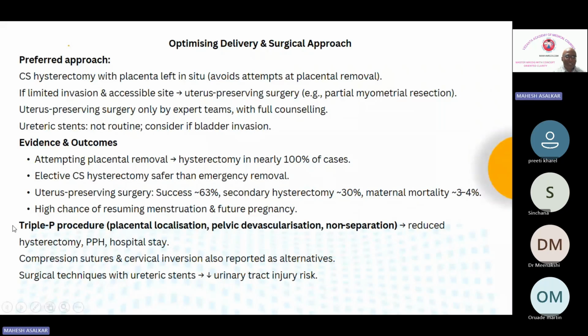Then it is actually the triple P procedure that you need to carry out. Pre-delivery, you need to localize the placenta, then intraoperatively, pelvic devascularization and non-placental separation. These are the triple P which you need to carry out in placenta accreta spectrum, and that will reduce your hysterectomy chances, PPH and the hospital stay, because you go ahead electively with cesarean hysterectomy with placenta left in situ.